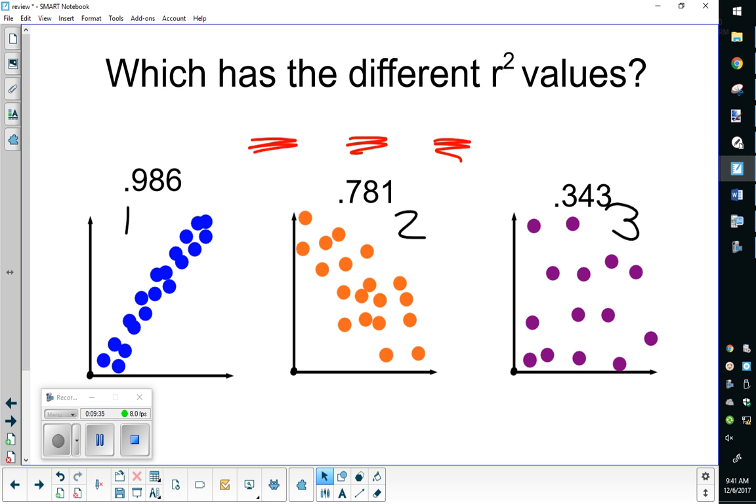Questions on something there? The only other thing you have to be able to do is draw a best fit line by hand, which is pretty straightforward, and then do a linear correlation on your calculator. All right, we're going to practice that now, so I'm going to pass out the review, and that's what you're going to work on.